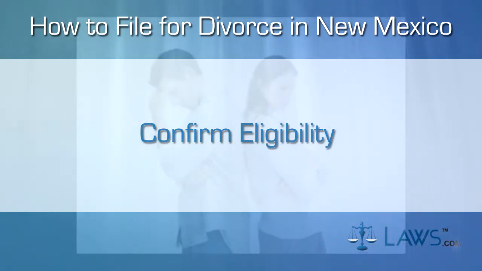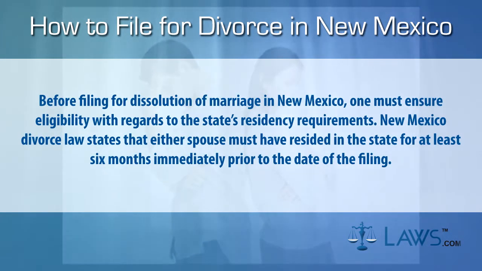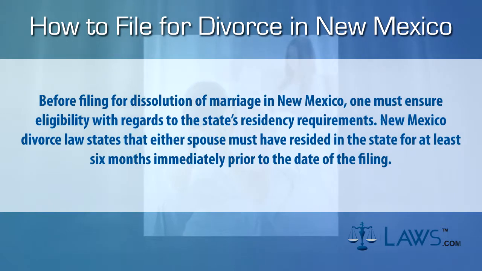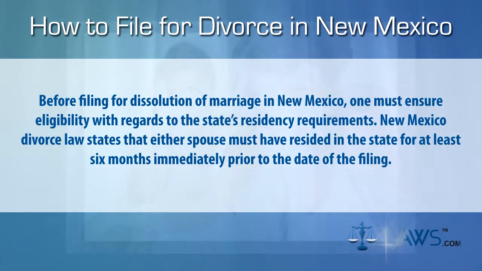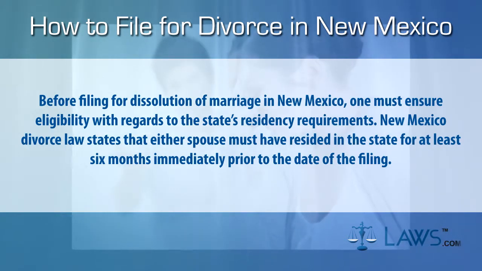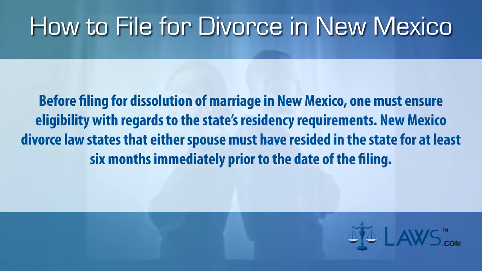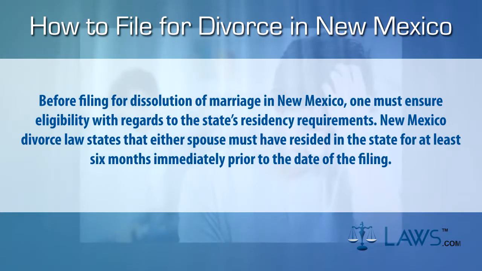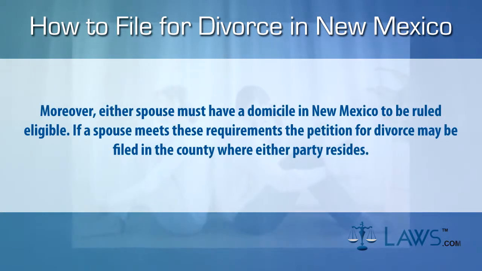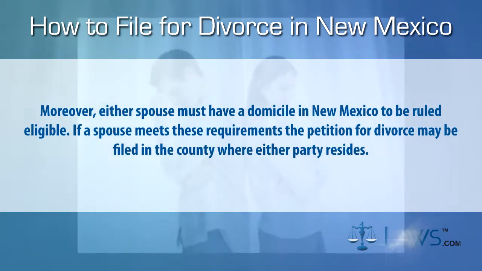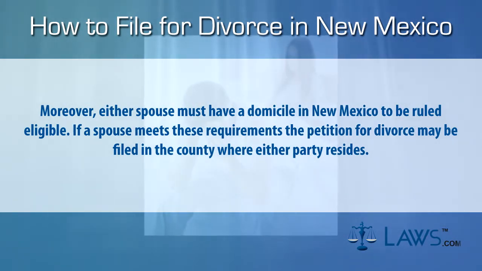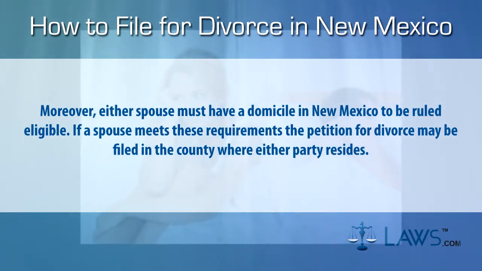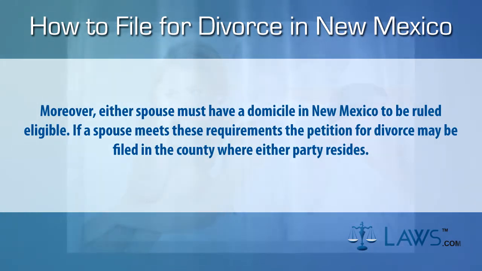Step 1. Confirm eligibility. Before filing for dissolution of marriage in New Mexico, one must ensure eligibility with regards to the state's residency requirements. New Mexico divorce law states that either spouse must have resided in the state for at least 6 months immediately prior to the date of the filing. Moreover, either spouse must have a domicile in New Mexico to be ruled eligible. If a spouse meets these requirements, the petition for divorce may be filed in the county where either party resides.